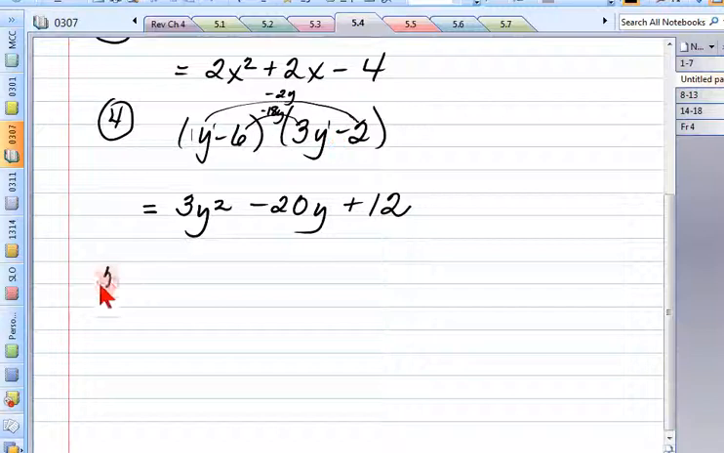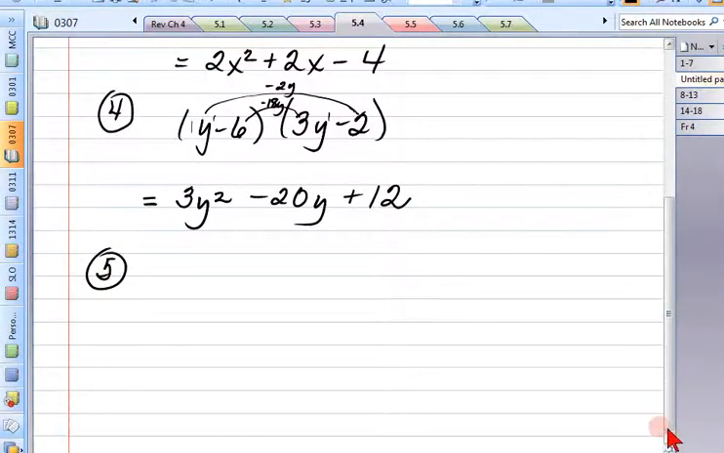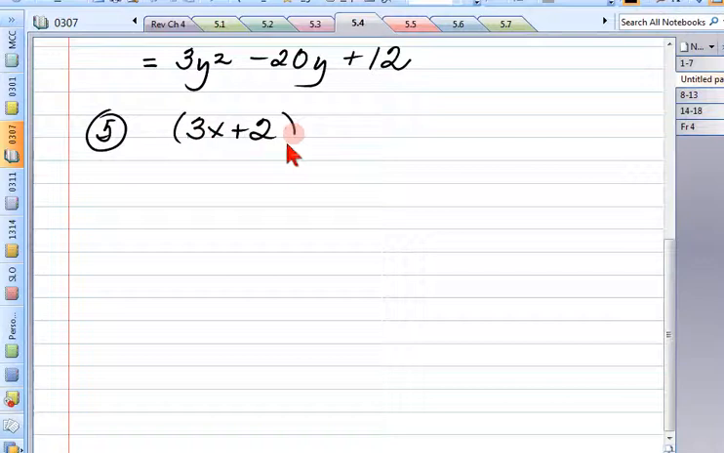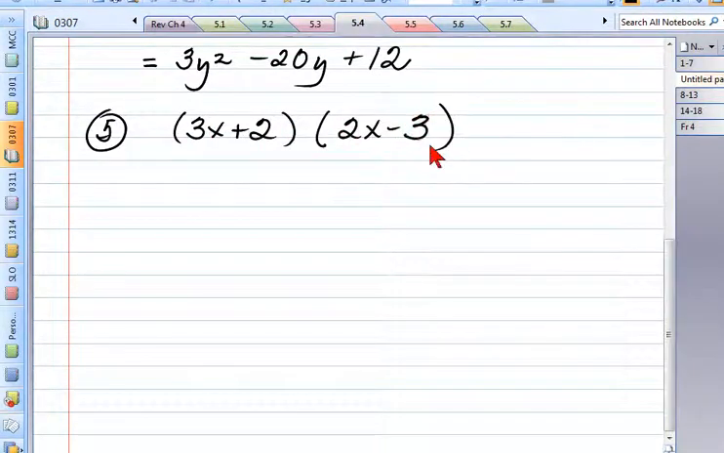Okay, let's do one more. You practice. I'll be quiet. I have 3x plus 2 times 2x minus 3. Please do as much or as little in your head, but get the product.